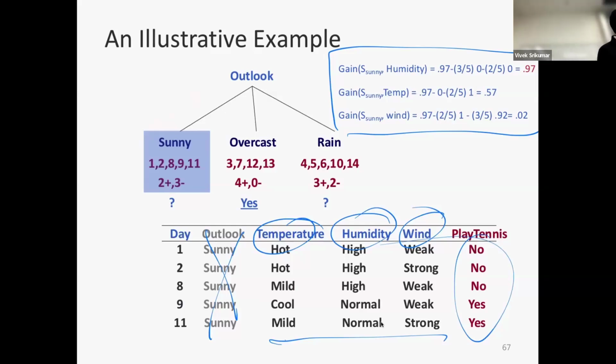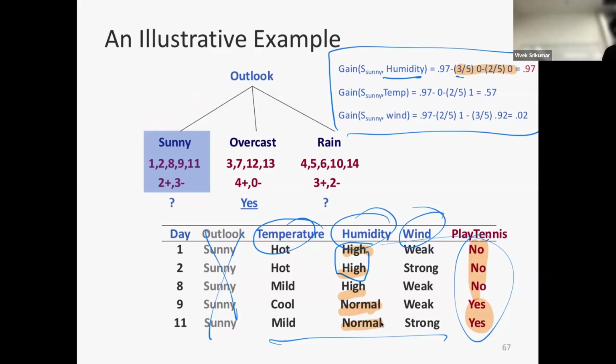Gain information. So no, that's literally what it means. So if you split on humidity, among all the examples where humidity is high, these three examples where the humidity is high, the label is no. And in these two examples where the humidity is normal, the label is a yes. That means the information gain is 0.97 minus 0. The average of two zeros is 0. That means you get all the information.